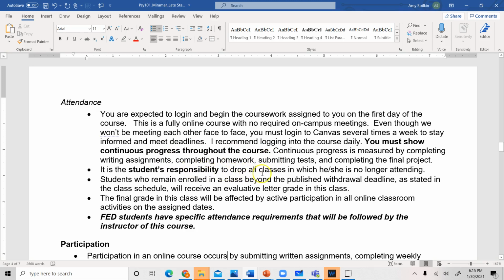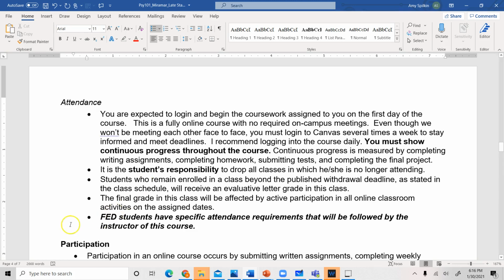It's your responsibility to drop any class that you're not attending. Believe me, I understand that you may need to drop the class for some reason, and if that's the case, that is fine with me. Just be sure that you drop yourself. I will not drop you from the class, and so if you decide you're no longer going to take the class, but you don't drop the class, and you stop turning in assignments, at the end of the semester you'll get a letter grade, and it probably won't be a very good one. So just be sure to drop yourself from the class.